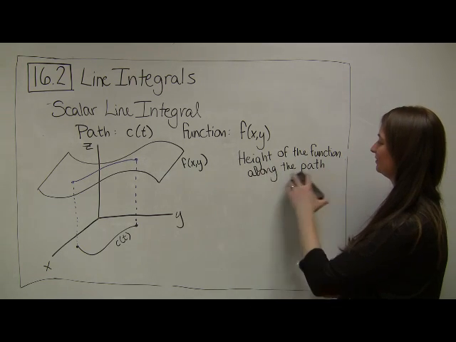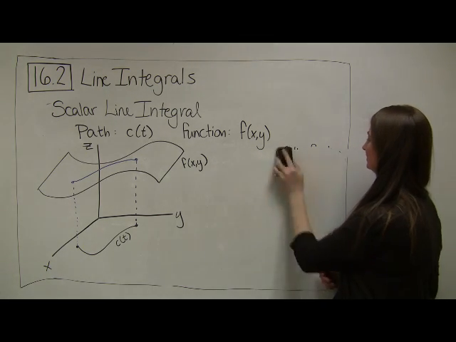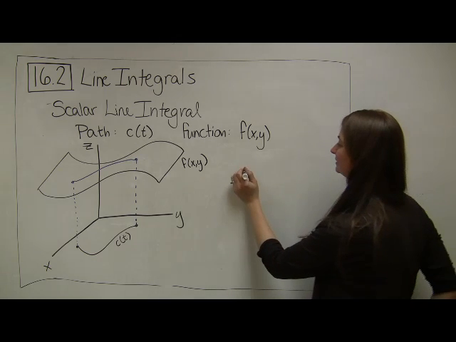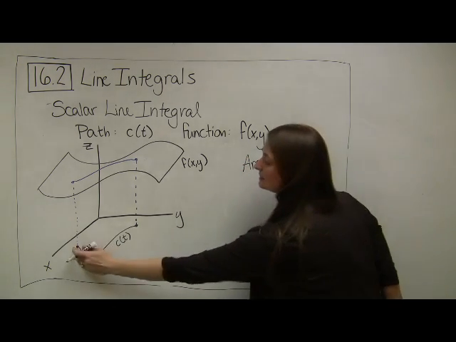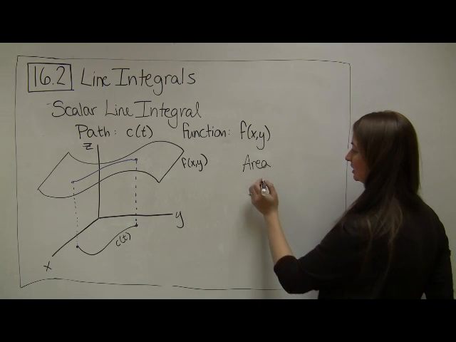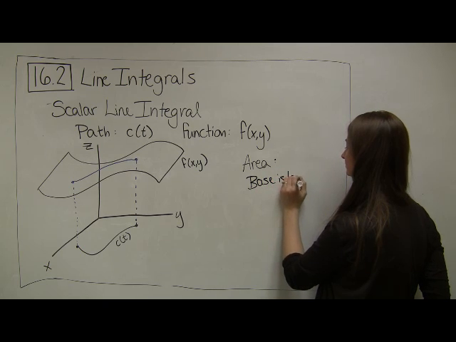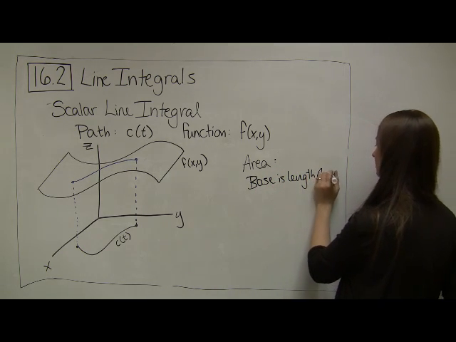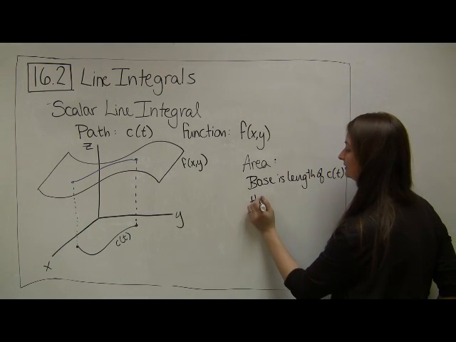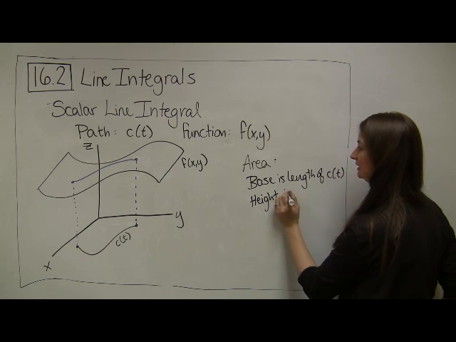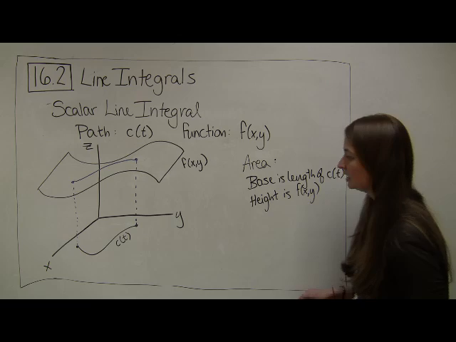So I don't just want the height of the function along the path. I actually maybe want the area where the base is given by the length of the curve, the length of c of t, and the height is f of xy.